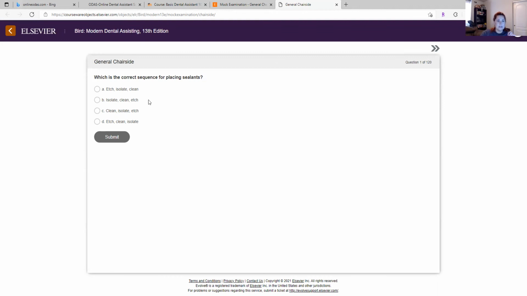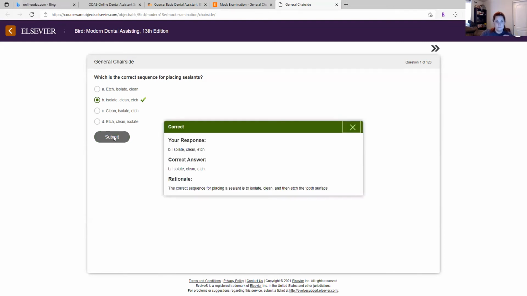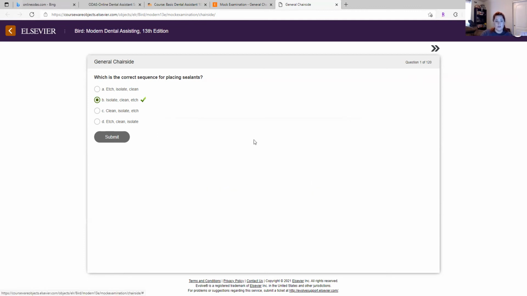Placing sealants. Clean, isolate, etch. So isolate, clean, etch is what I would think, because you put your little cotton roll in, you clean the tooth, and then you put the etch on it. Woohoo! Well, that's cool. So it tells you as soon as you answer the question if you got it right or wrong, which is great.